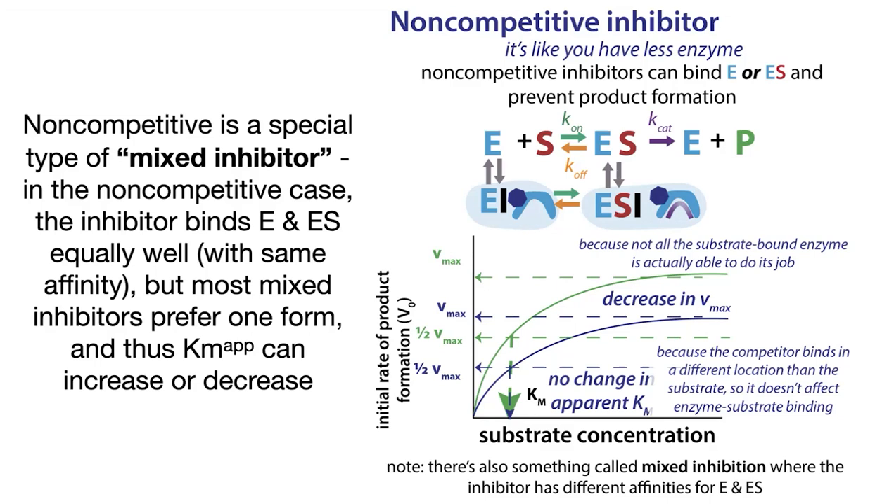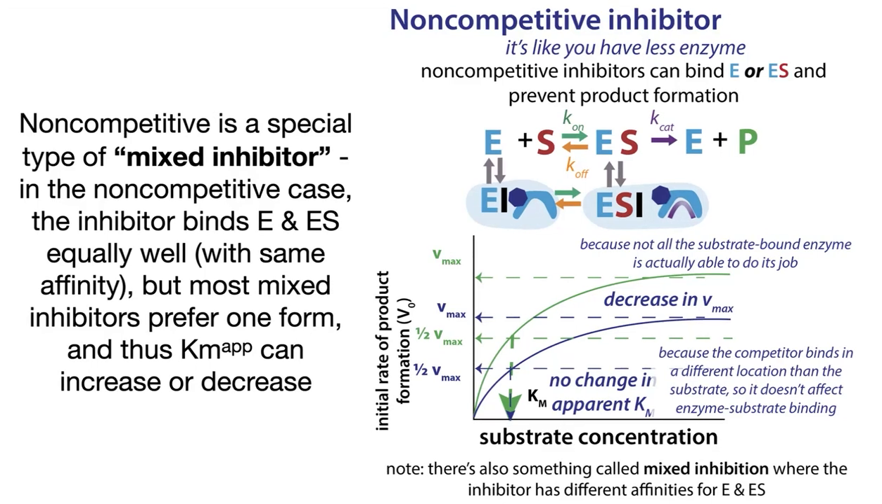Often what we're going to see, though, is mixed inhibition, where there are different affinities for the E and the ES. So non-competitive is just a special case of mixed inhibition. With mixed inhibition, you're still going to get that lower Vmax, but your Km can either go up or go down. It's a little confusing, but hopefully it'll make more sense once we talk about the uncompetitive inhibitors.